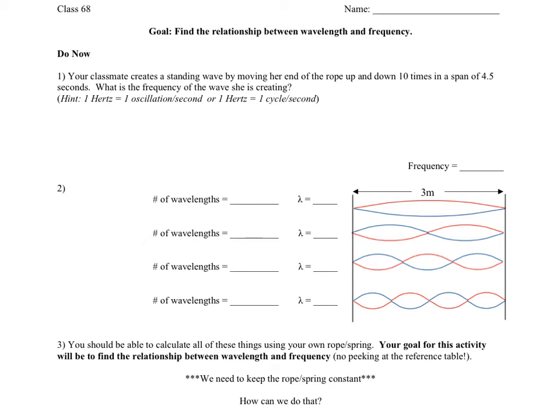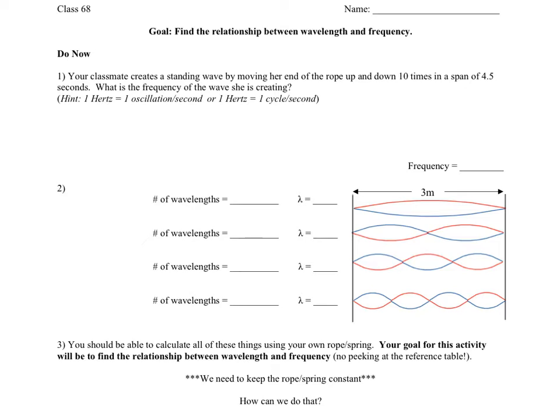Hey everyone, so the goal for class 68 was to find the relationship between wavelength and frequency. So for the do now activity, we're actually doing some stuff we did back in class 67, measuring frequency and measuring wavelength. So the first thing here says your classmate creates a standing wave by moving her end of a rope up and down 10 times in a span of 4.5 seconds.